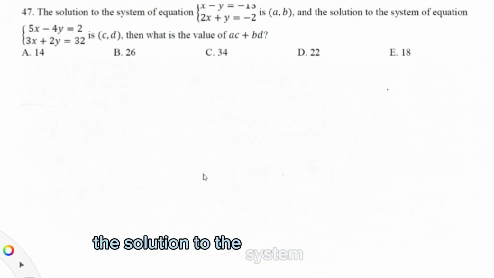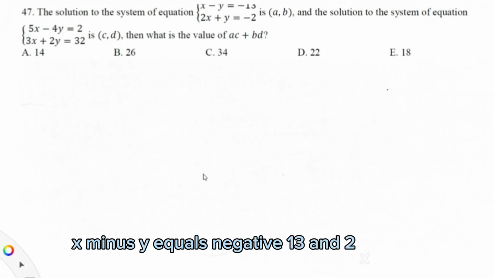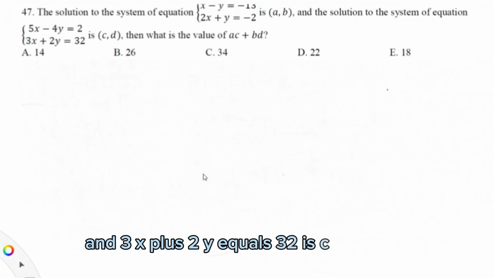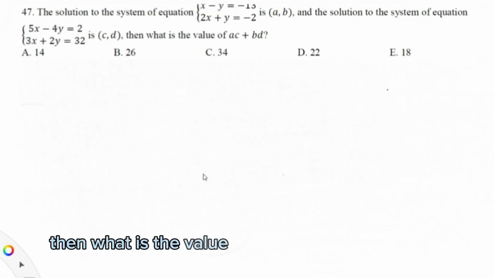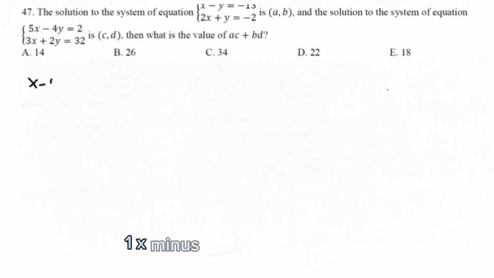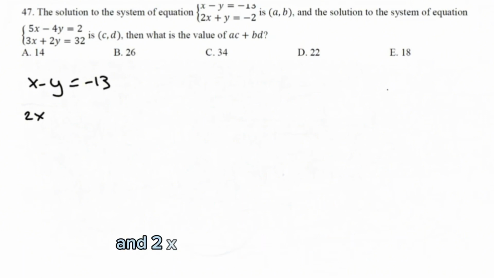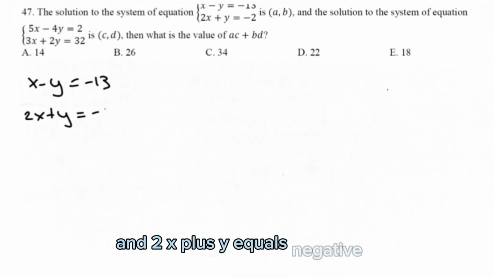The solution to the system of equations x minus y equals negative 13 and 2x plus y equals negative 2 is a comma b. And the solution to the system of equations 5x minus 4y equals 2 and 3x plus 2y equals 32 is c comma d. Then what is the value of a times c plus b times d? Alright, let's do it. So let's first take this first one: x minus y equals negative 13 and 2x plus y equals negative 2.